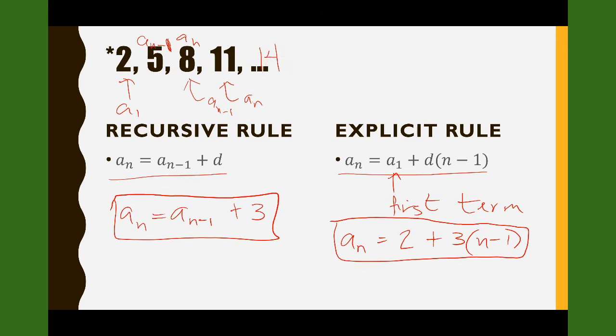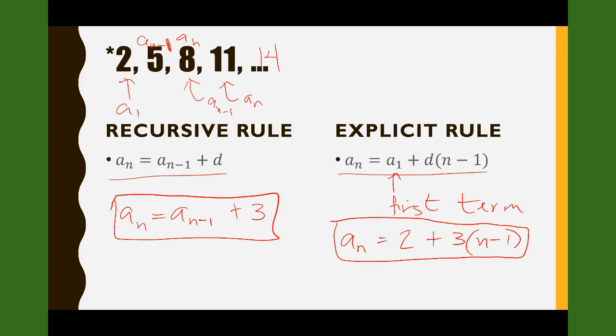The problem with this is, what if I'm asking you for the 293rd number in this sequence? The idea then with the recursive rule, if you're still going to do it, is you have to keep on adding 3 until you get to the 293rd number. So I don't think you want to do that. That's the idea why we have to use the explicit rule.